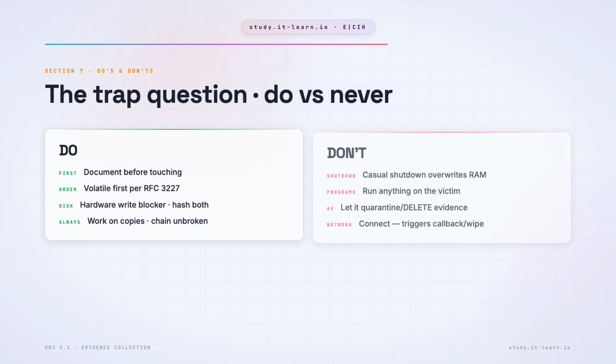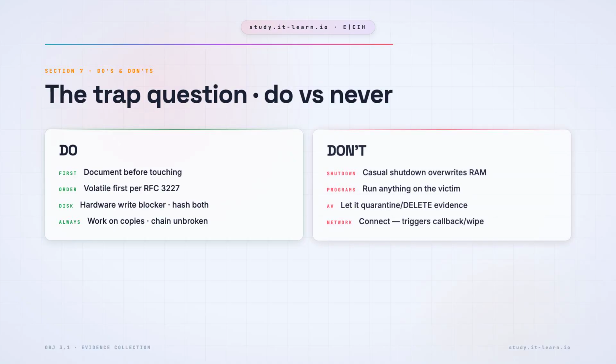The don'ts are sharper. Do not shut down casually. A normal shutdown overwrites RAM and runs scripts that destroy evidence. Do not run programs on the victim machine. Do not let antivirus run. It will quarantine or delete your evidence. Do not defragment. Do not connect to the internet. It can trigger malware callback or a remote wipe. Do not save anything to the victim system.